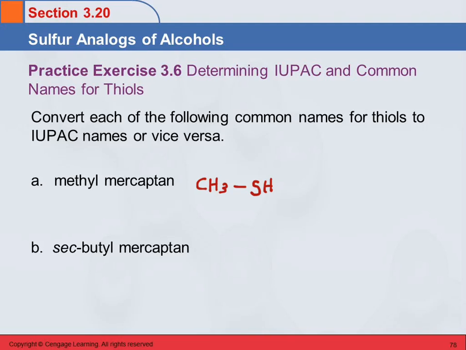So what should the name of that be? The IUPAC name. Well, if it was the O, it would be methanol, right? Right? You guys awake? It's Monday, but it is Monday afternoon. So this would be methane thiol. That's the IUPAC name, methane thiol, because this is methane with the thiol group on it.